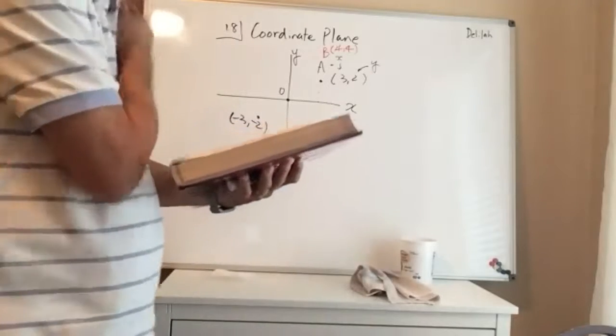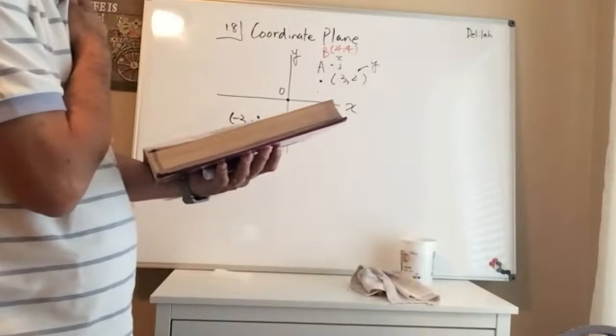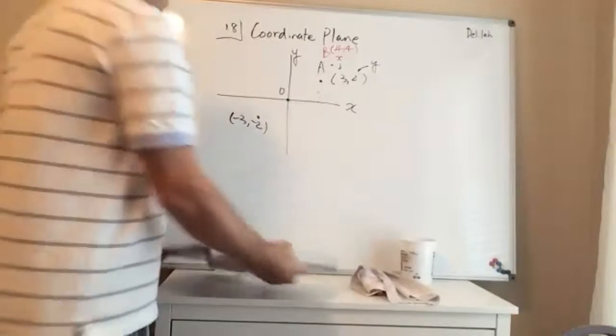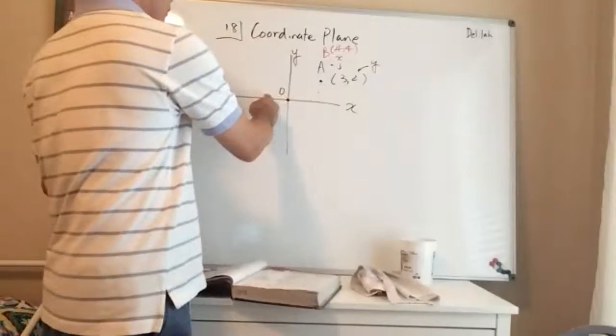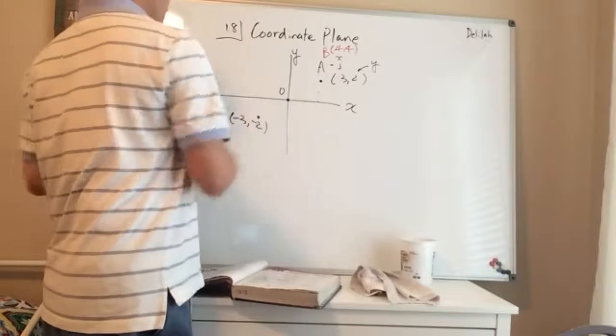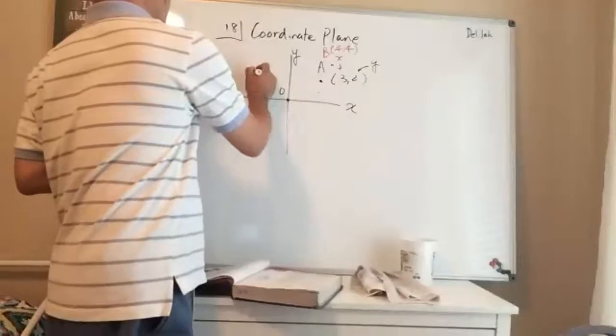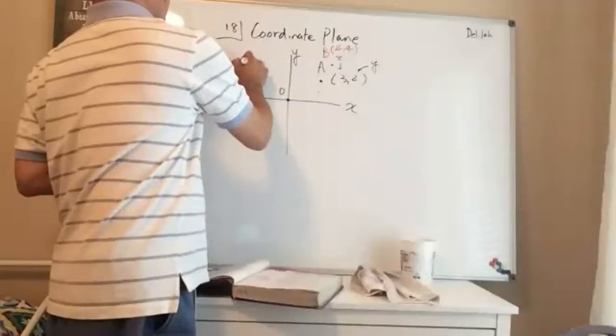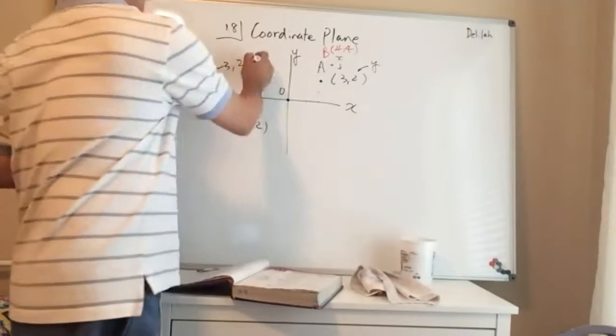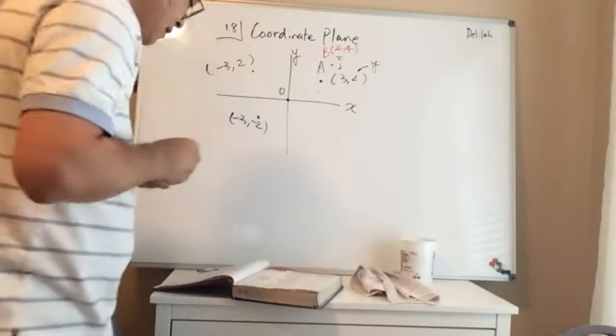B, on the other hand, is -3. I'm going to the left, starting from the origin. I'm going to the left, 1, 2, 3, and I go up 2. So it's going to be up here, and it's -3 and 2. Okay? So that's what it looks like.